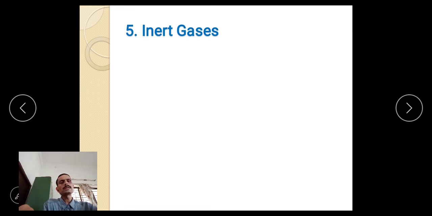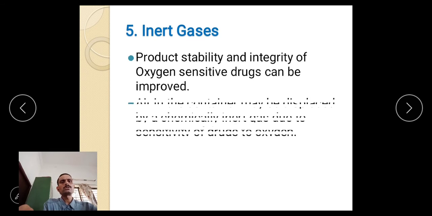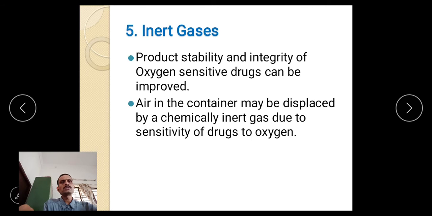Next is inert gases. Product stability and integrity of oxygen-sensitive drugs can be improved. For drugs which are sensitive to oxygen, we have to remove the oxygen and fill with gases like nitrogen and argon, otherwise the drug will undergo oxidation. It may happen during the production operation or during the storage of containers. Examples of inert gases are nitrogen or argon gas.